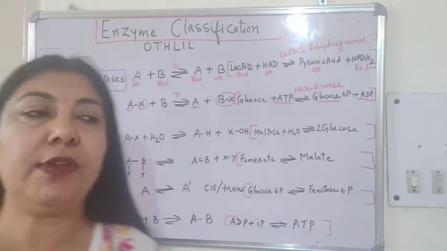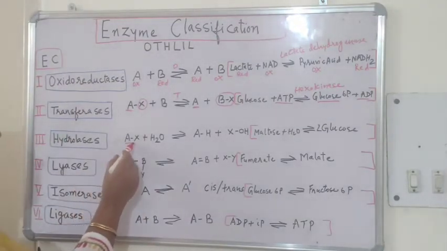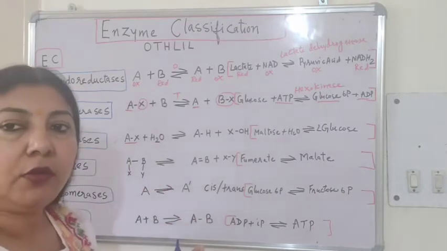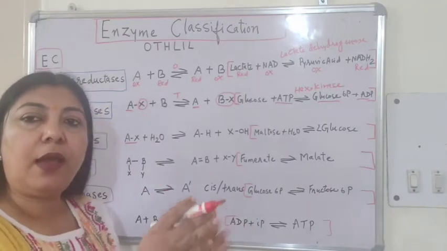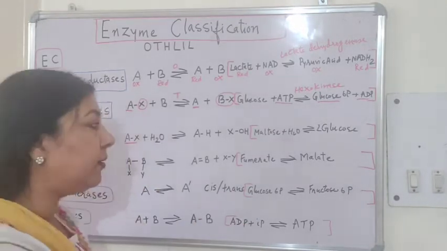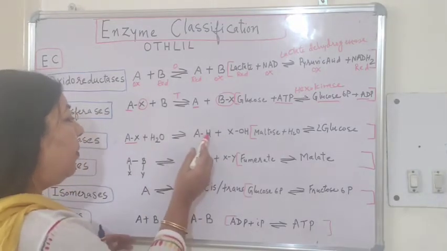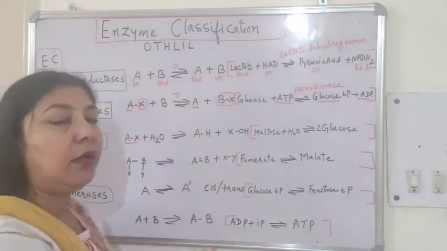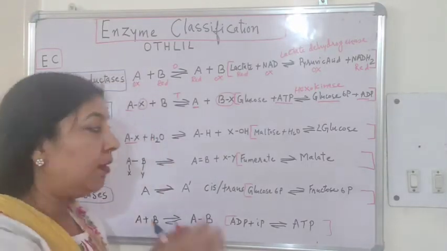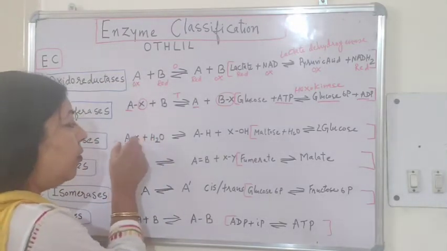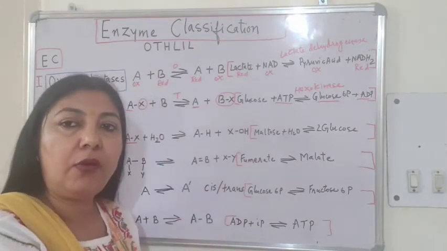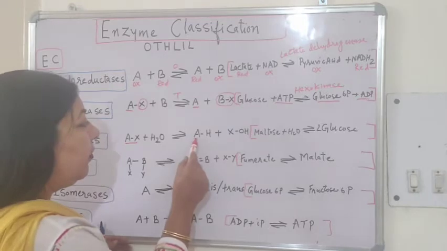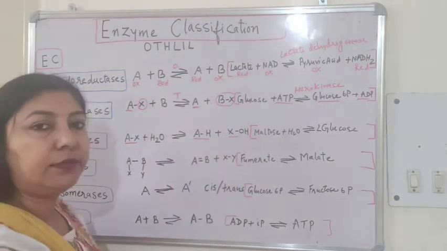For example, if we see here, this is one substrate. When it reacts with water, it will break up into two parts, hydrogen part and hydroxyl part. So, the hydrogen part will get attached to this part and to this X part, the OH part will be attached. So, this molecule, which is a bigger molecule, gets broken down into smaller molecules. As a result, these two will be the products.